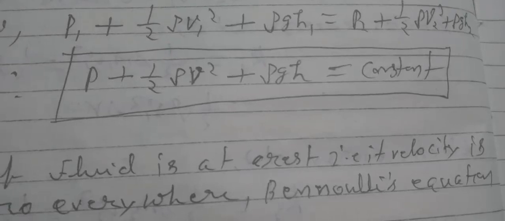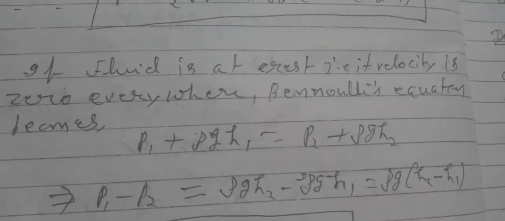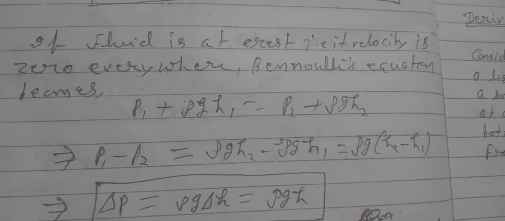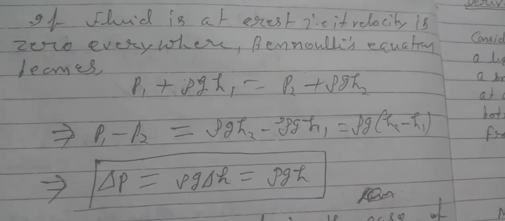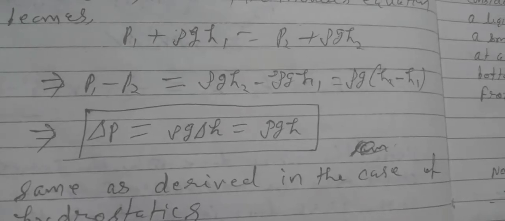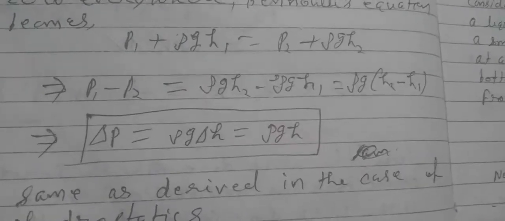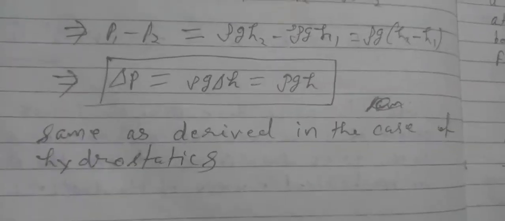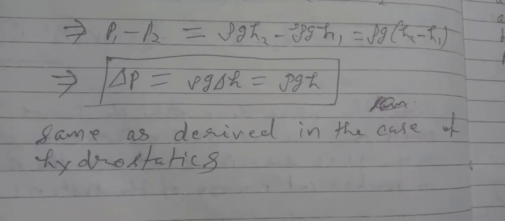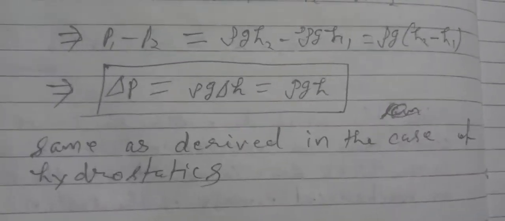Hence, this is the Bernoulli equation. If fluid is at rest, that is velocity is 0 everywhere, Bernoulli's equation becomes P1 + ρgh1 = P2 + ρgh2, or P1 - P2 = ρgh2 - ρgh1 = ρg(h2 - h1). This implies ΔP = ρgΔh, or ρgh, where h is the change in height. Same as derived in the case of the hydrostatic equation.